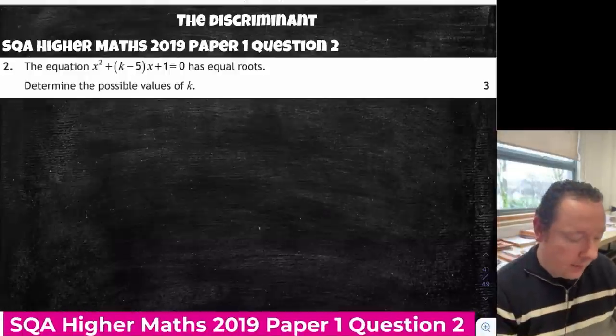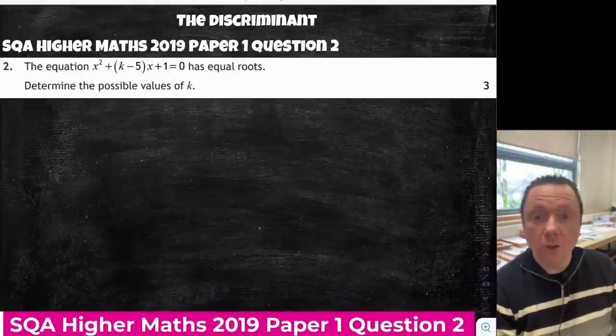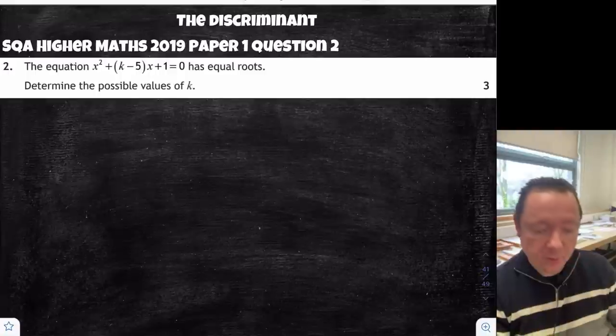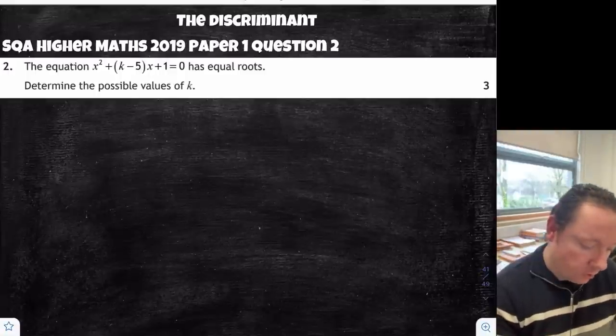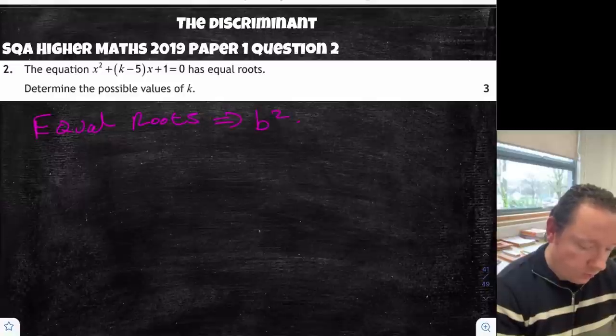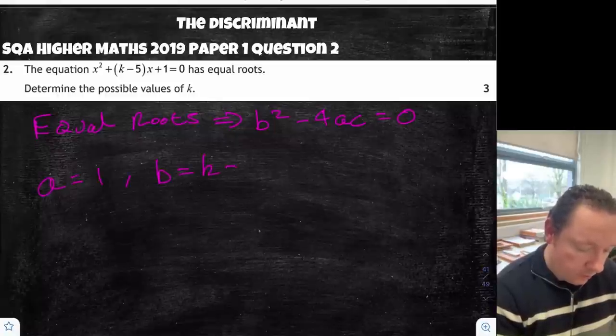Okay, the discriminant, SQA Higher Maths 2019, paper 1, question 2. The equation x squared plus k minus 5x plus 1 has equal roots. Determine the possible values of k. Well, if it's got equal roots, that implies b squared minus 4ac equals 0. So our a is the number in front of x squared. Our b is k minus 5, the number in front of x. And our c is just 1.